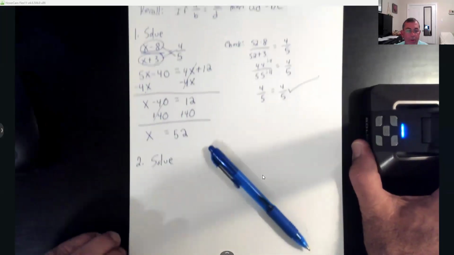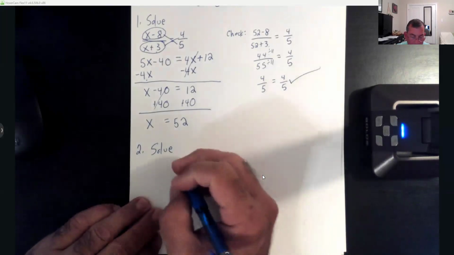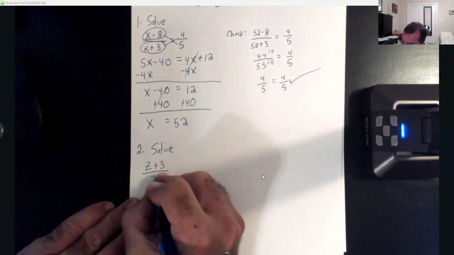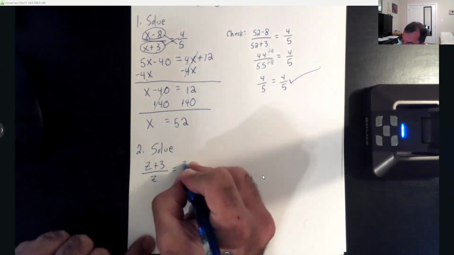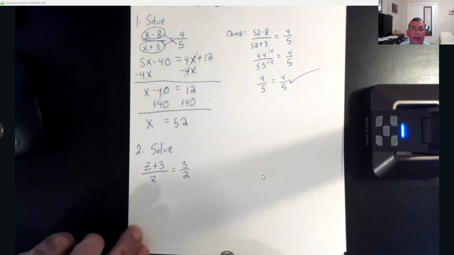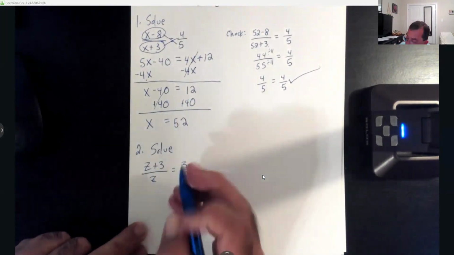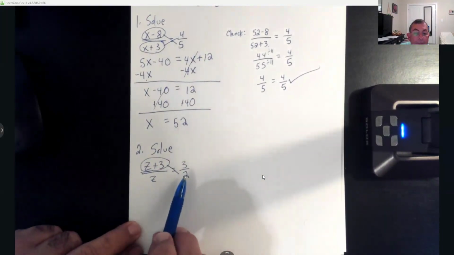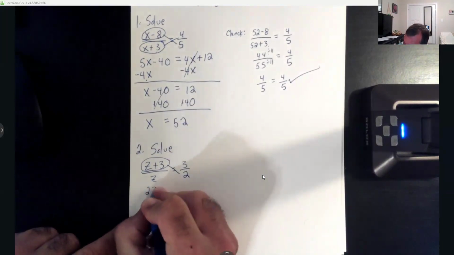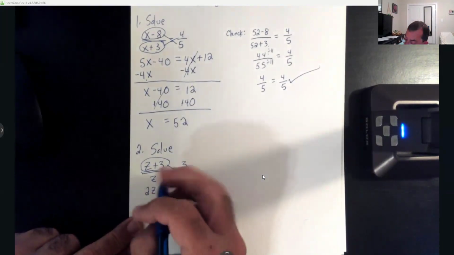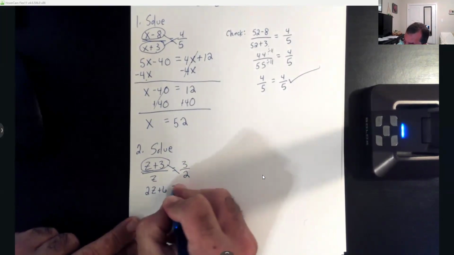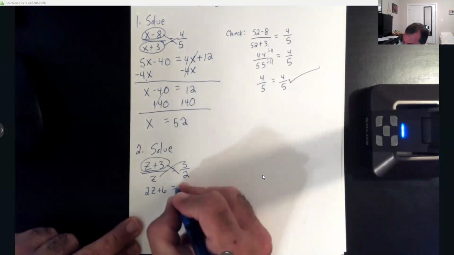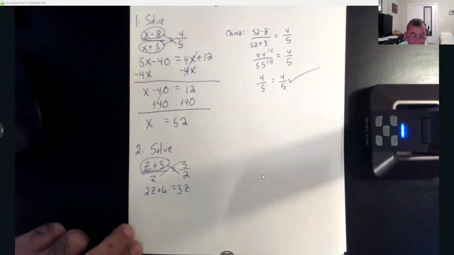All righty, y'all. So number 2 was another solve. Z plus 3 over Z equals 3/2. You know, I'm going to do the same thing. Start out by cross multiplying the Z plus 3 times 2. So 2 times Z is 2Z. 2 times 3 is a plus 6. That'll equal the other side, which is this Z times 3, which is 3Z.